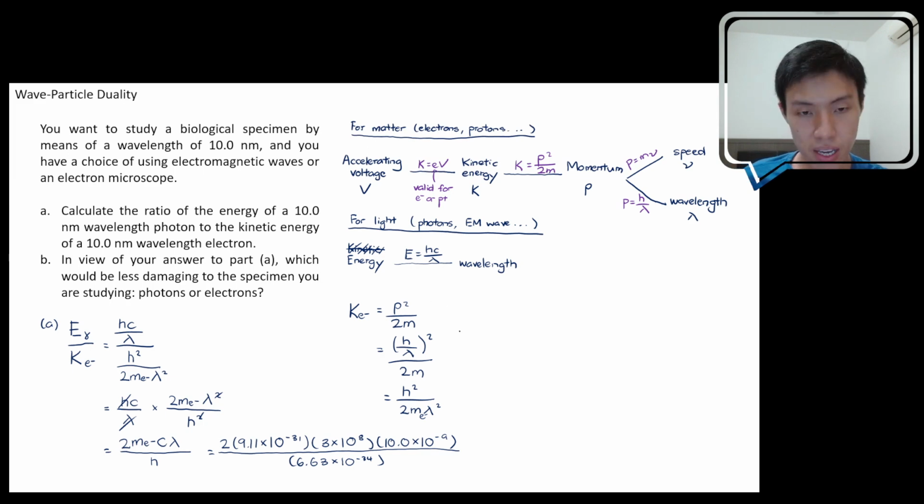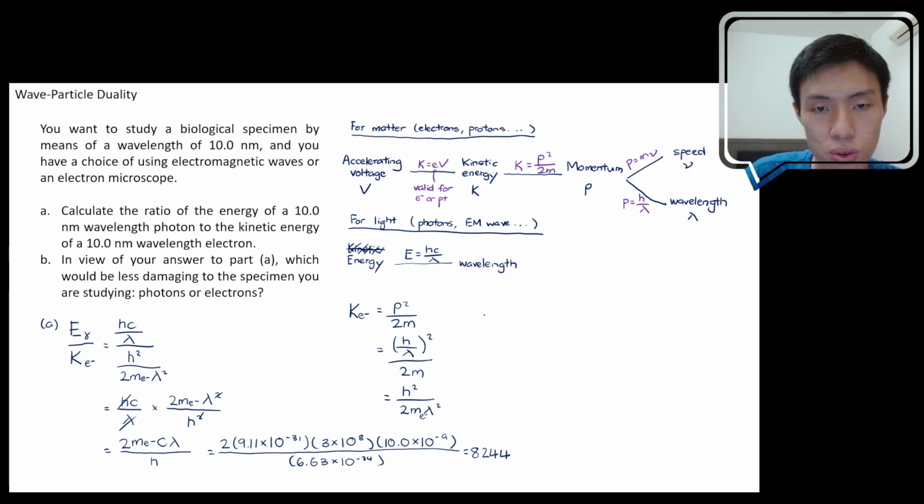double check everything, 8,244, somewhere around there. Okay, so that's the ratio. So you can see that if you compare the energy of photon to the energy of electron, the photon will have around 8,000 times more energy compared to the electron. So the photon is definitely more energetic compared to the electrons.